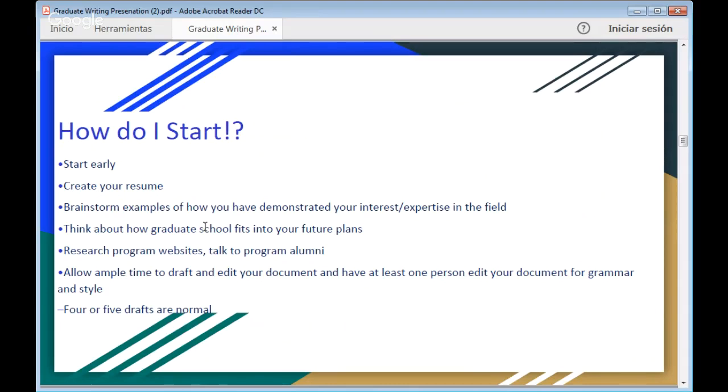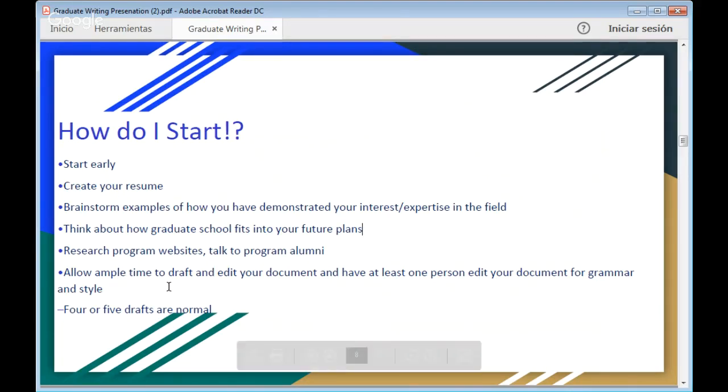Okay, the next point, think about how graduate school fits into your future plans. I think within your application, you want to explain how this is a natural step in your career and your future progression. So this is a good idea of really reflecting on why this is something that you want to pursue, and that could really drive your essays to show the main point, the main ideas for these.